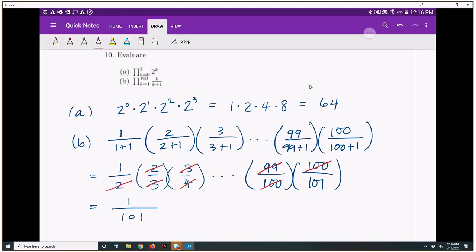So this example shows you that sometimes if you just write out the first few terms, maybe the last few terms, you can see a pattern going on and you don't actually have to write out the entire thing. And we can also see how convenient this notation is, because if I had to write out 100 terms, that would take a while, but instead I can express the same thing using this very, very compact notation.